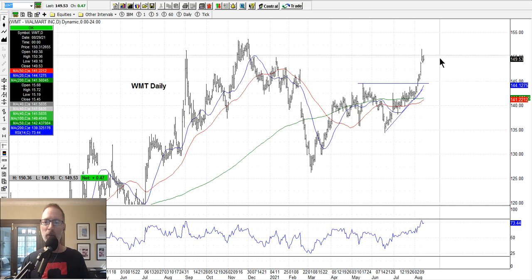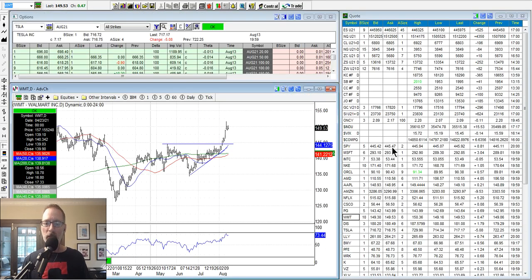And it had a good week right here. It went up about, for Walmart, a $5 move is a pretty good move in 1 week. So Walmart's looking strong. It may consolidate that move right here and could take out its all-time highs right there. Walmart is a favorite of mine.